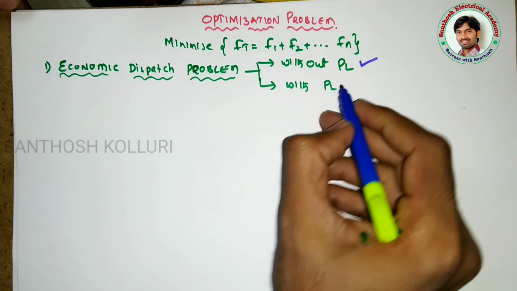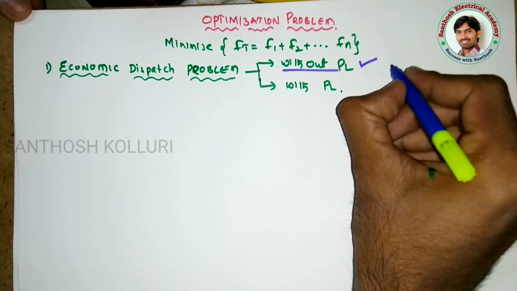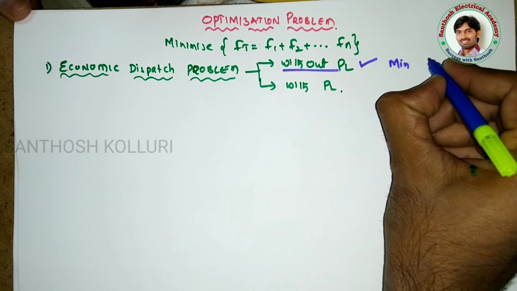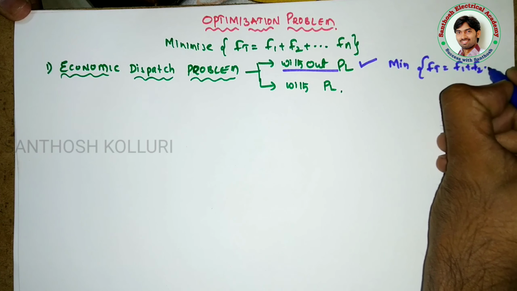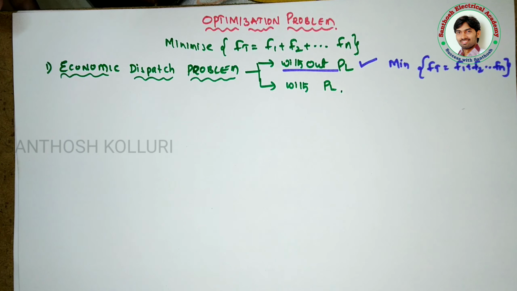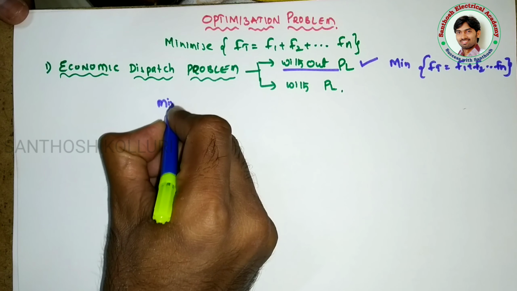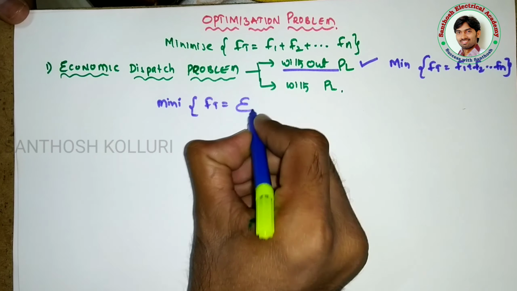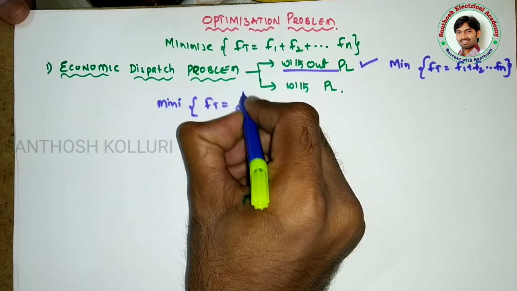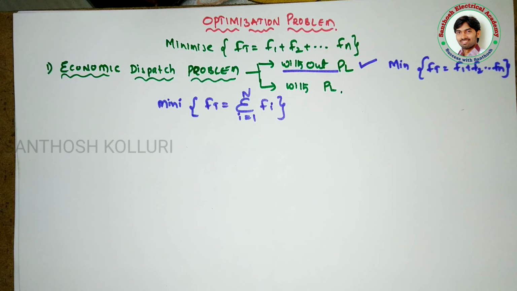What is the objective of this economic dispatch problem without power loss? To minimize the total fuel cost of all the generators. That means minimization of total fuel cost, which I am writing as sigma i equals 1 to n generators, F of i. That is my objective.